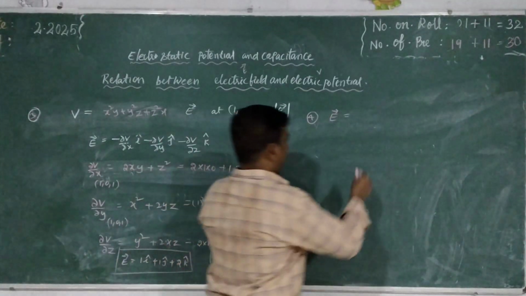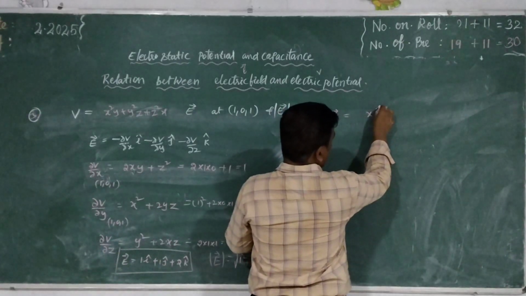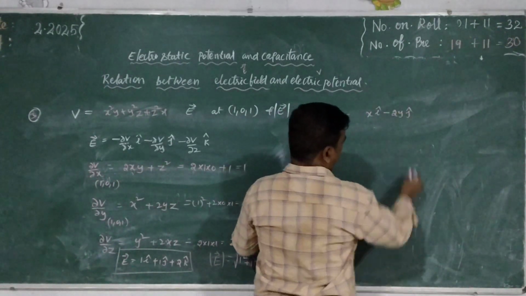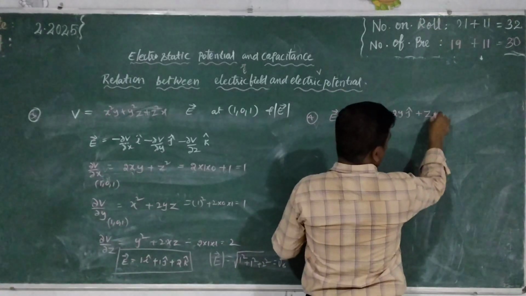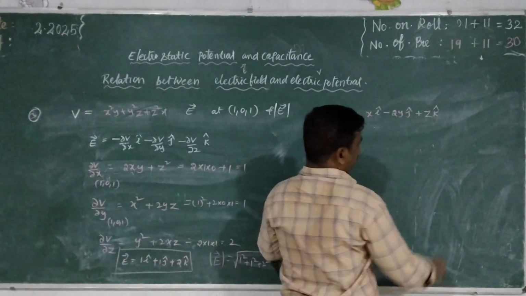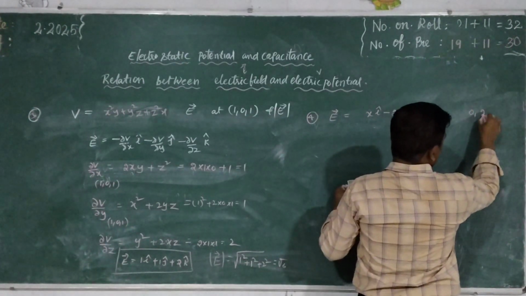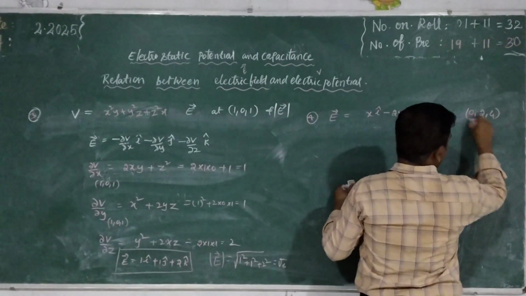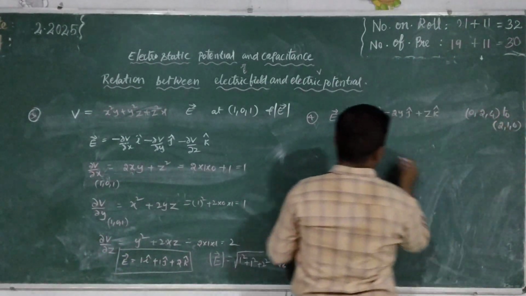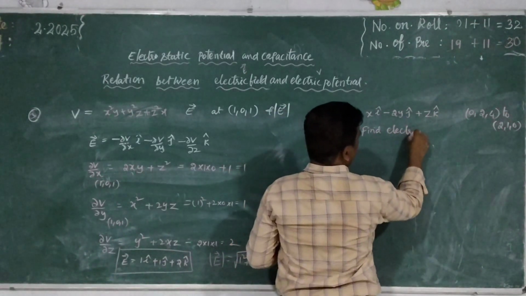E = x i cap minus 2y j cap and z k cap. What is the interval now here? Where to where? 0 comma 2 comma 4 to 2 comma 1 comma 0. Find the electric potential.